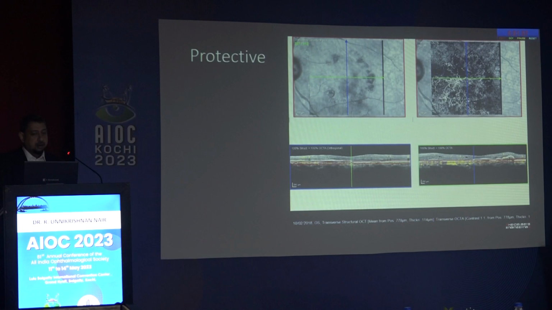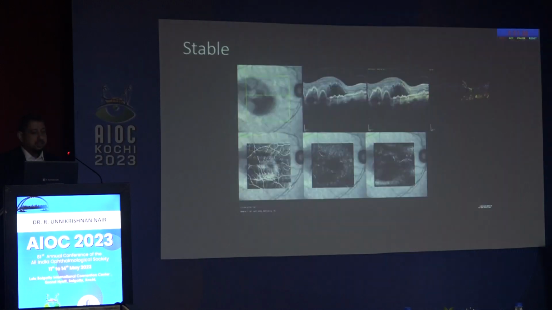So this is the protective effect. There's no SRF, no CME, but you can see there's a large vascular net on OCTA exactly underneath the fovea, over a large area, and that is the CNVM, or the residue of the CNVM, providing circulation to the RPE. It's a protective effect.